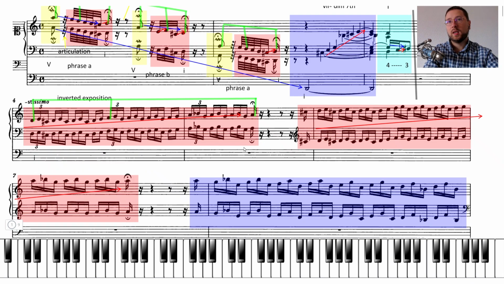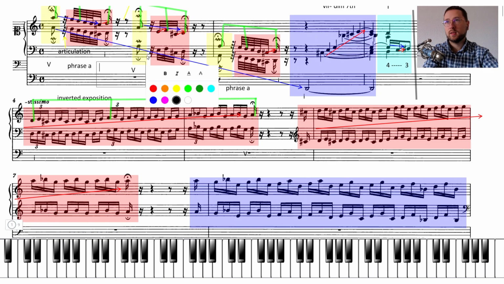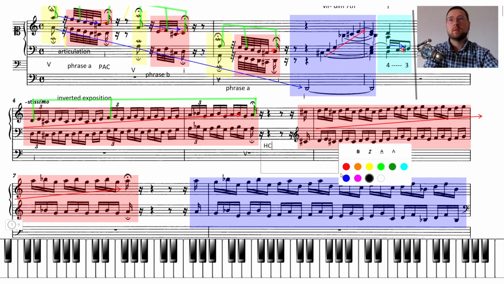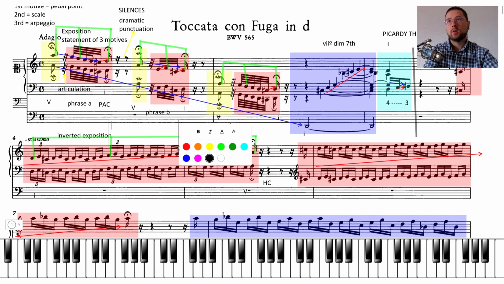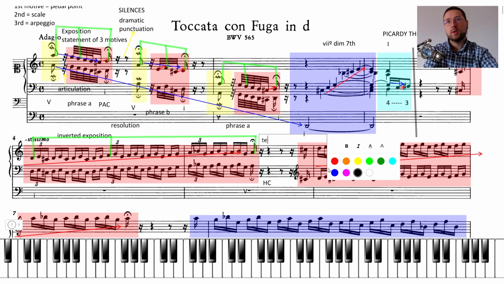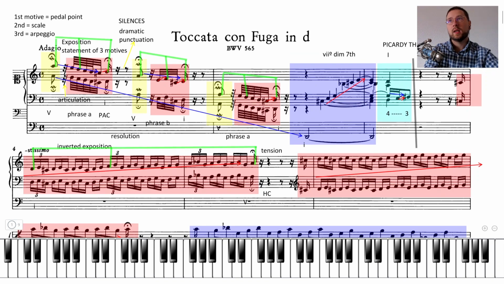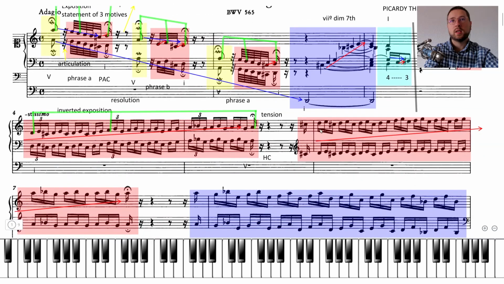And harmonically it is just the opposite. If at the beginning we had what we can clearly describe as a perfect authentic cadence, here we would have a half cadence. So when we have this opening, the dramatic punctuation and the silences really try to produce a sense of resolution, right? Whereas in the half cadence, what these silences do is enhance tension, and they are increasing the amount of accumulated tension.